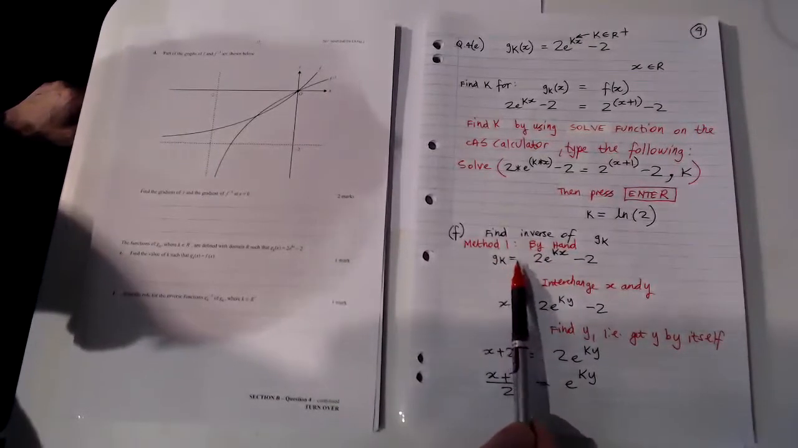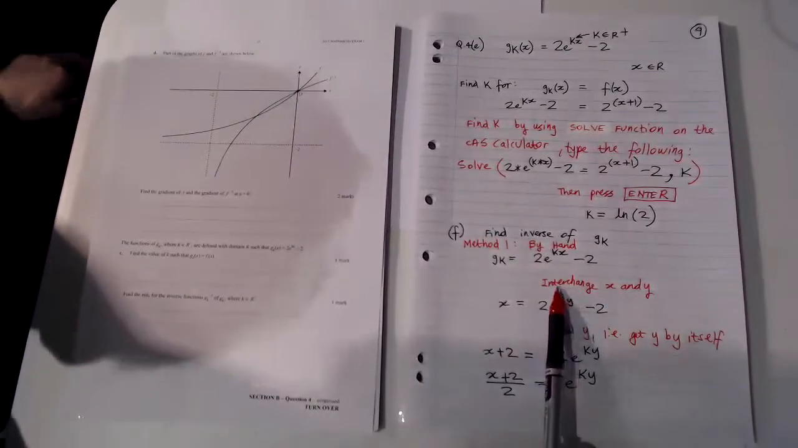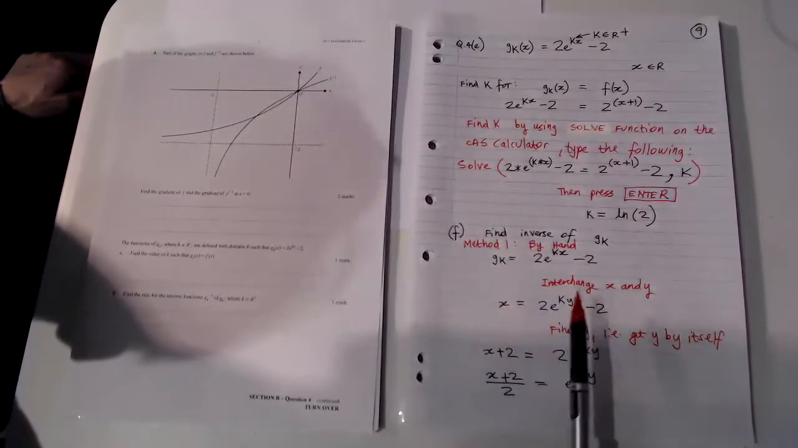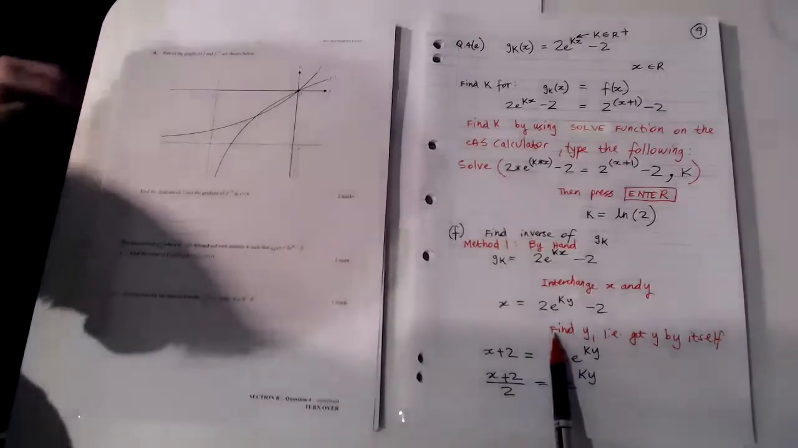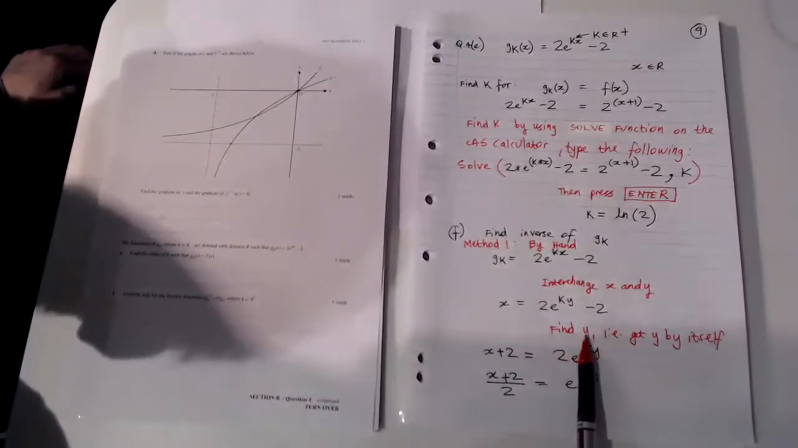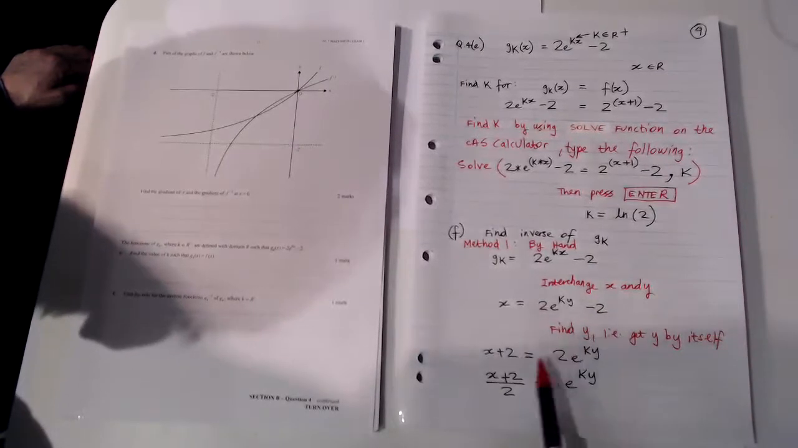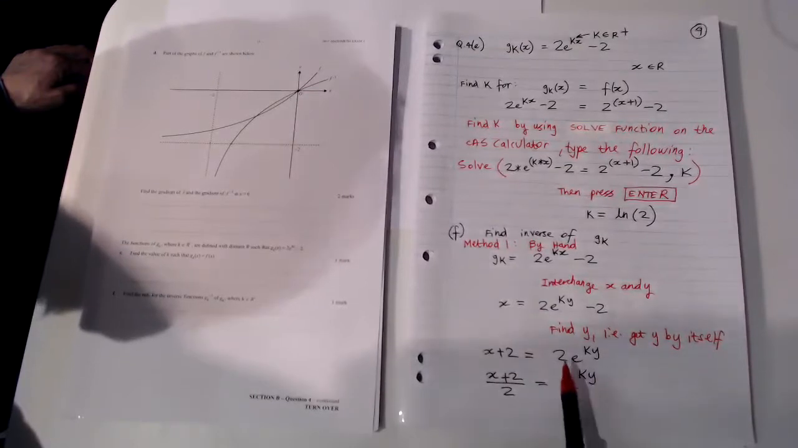g subscript k equals 2e to the power kx minus 2. Like we were saying before, interchange all the x and y. Wherever there's a y, you put an x, and wherever there's an x, you put a y. Then find y, that is, get y by itself. Put the negative 2 on the other side, plus 2. And then divide by 2.